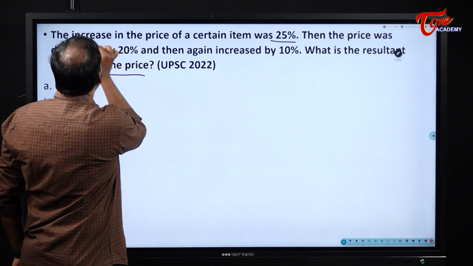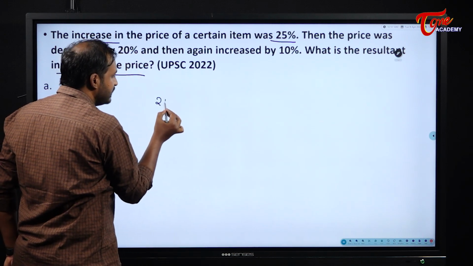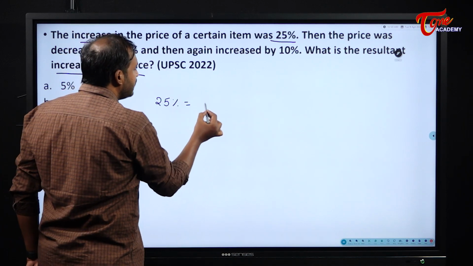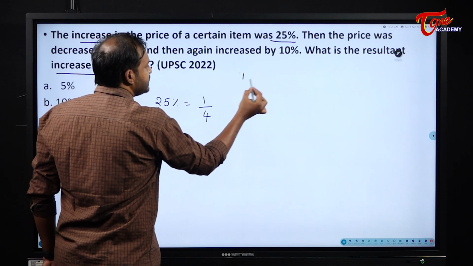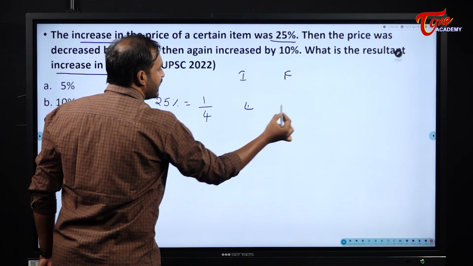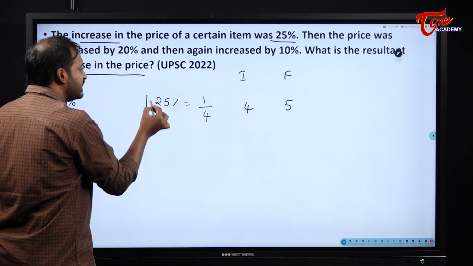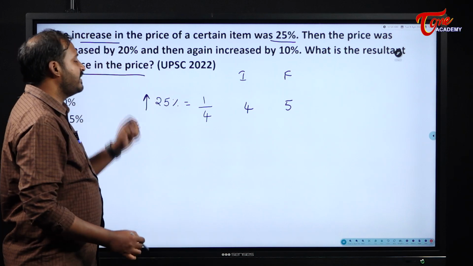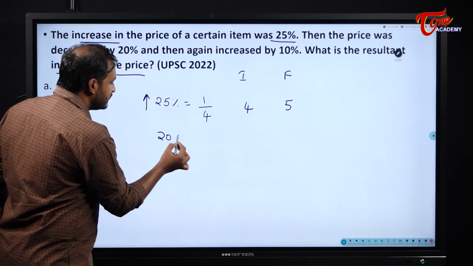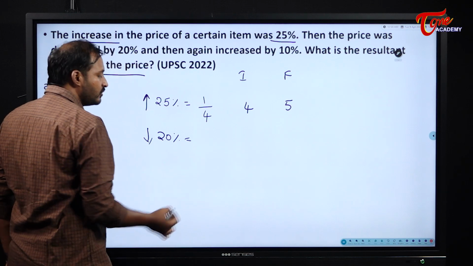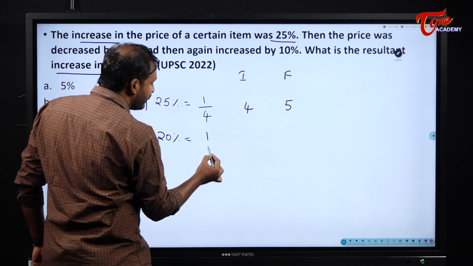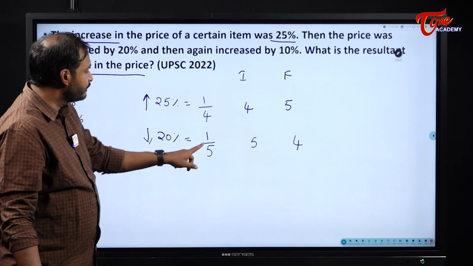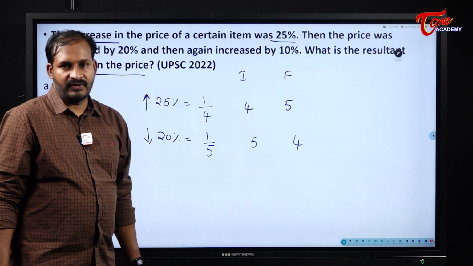See, first the price is increased by what percentage? 25%. 25% means what will you write? 25 by 100, as a fraction, what does it become? 1 by 4. So initial value becomes 4, final value becomes 5. The reason is 25% increase, 4 plus 1, 5. Next, the price was decreased by 20%. 20% is equal to what? 1 by 5. So now initial will become 5 and final will become 4. What is the reason? 5 minus 1, 4. Decrease.